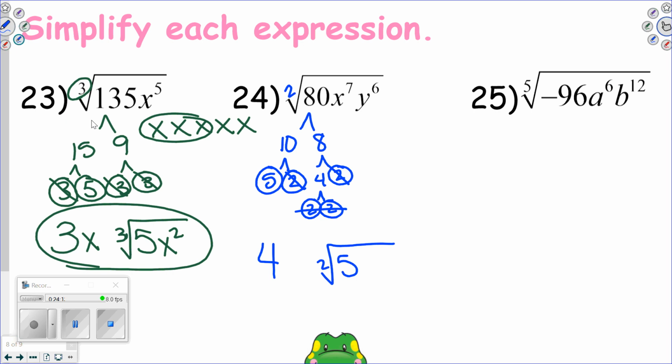All right, now my x's, I want groups of 2. So there's 1 group, 2 groups, 3 groups. So x to the 3rd, because I have 3 groups. What goes back under? Just an x, because there was one little guy left over. And then the y's, it's y cubed. And there's no y's left over.